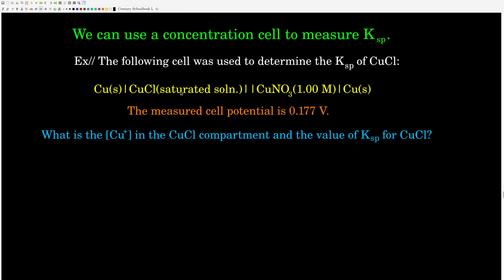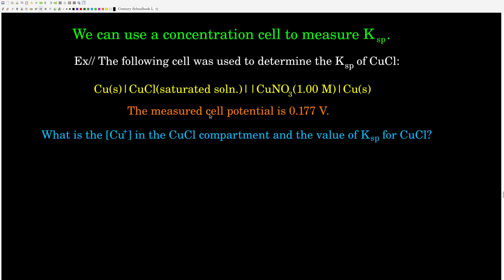In one half cell, the anode, we have copper 1 ion. This saturated solution is going to have a very small concentration of copper 1. Over here, it's 1 molar, a lot greater, right? So both copper electrodes. So what we do is we set this up, and then we measure the cell potential with a voltmeter. And we get positive 0.177 volts.